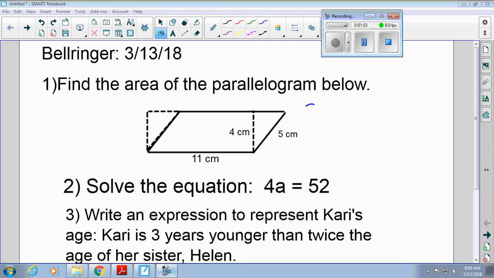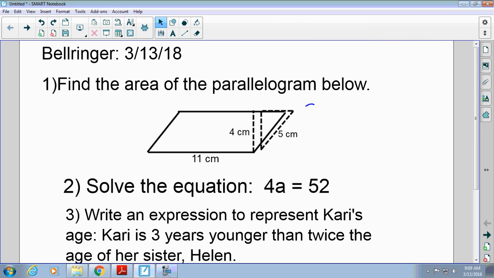Fantastic. Okay, now we're going to get down to business here, and we are going to do the bell ringer, which is to find the area of the parallelogram below. So I'm pretty proud of my fancy smartboard skills here. Look at that. That was magical.